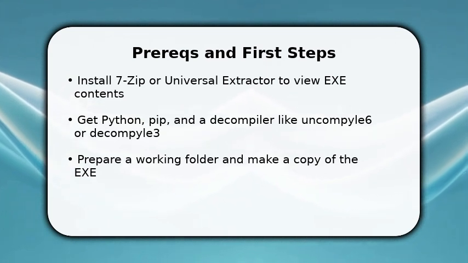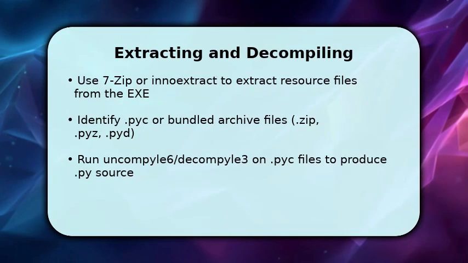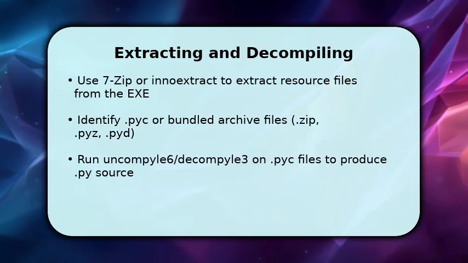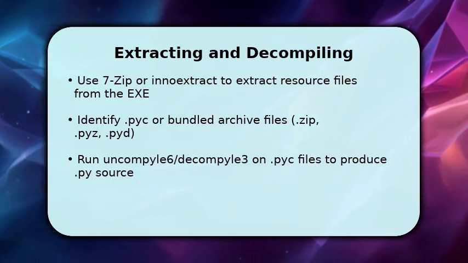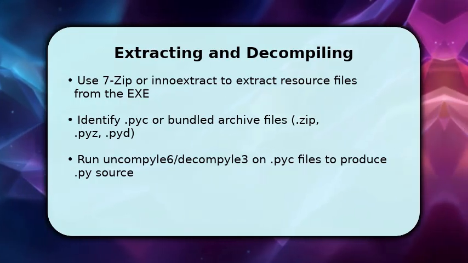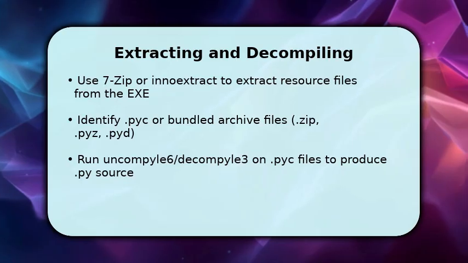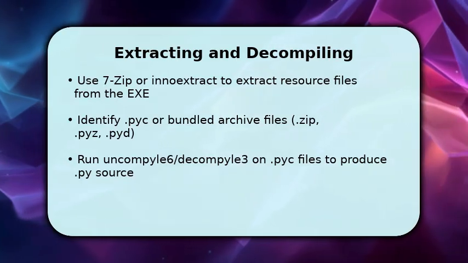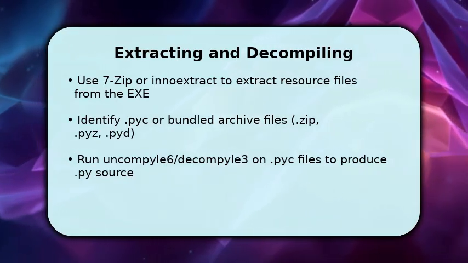Once the exe is extracted, locate Python bytecode or bundled archives inside. Look for pyc, pyo, zip, or pyz files. You should also check for native extensions like pyd, which won't decompile to Python. If you find a packaged zip, unzip it into your working folder, then run a decompiler on each.